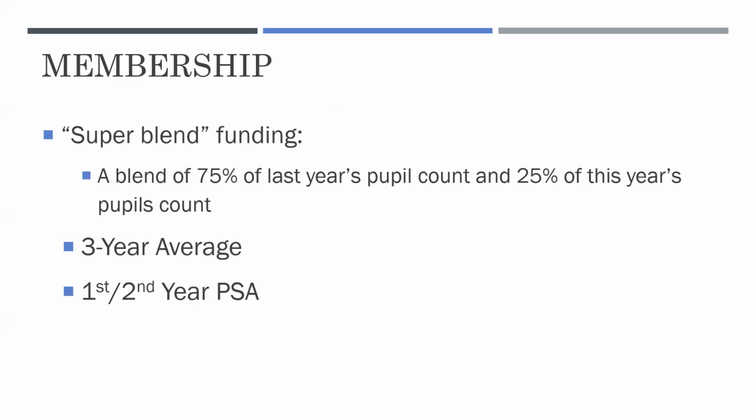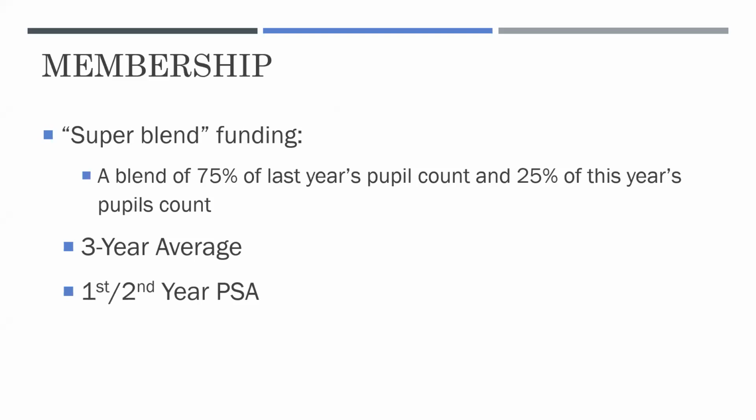All right. So this year's funding is being referred to as a super blend. And what that means in the short and condensed version is that the blend is 75% of last year's membership and 25% of this year's membership.